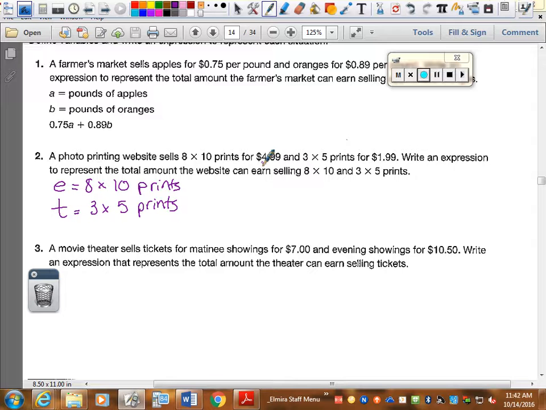Then this is $4.99 each. Each sounds like a rate of change, and $1.99 each sounds like a rate of change. So $4.99 for the 8x10 prints and $1.99 for the 3x5 prints. Don't overthink this, guys. That's all there is to these problems so far. Okay?